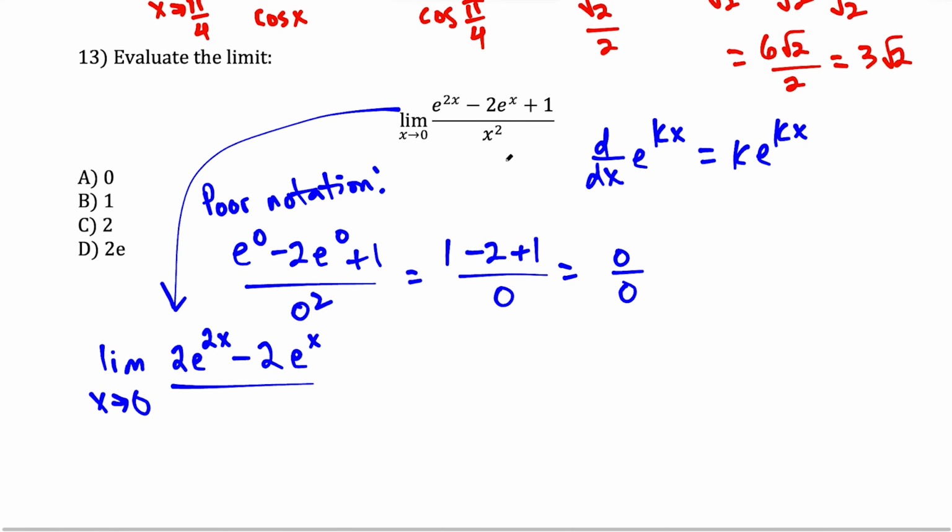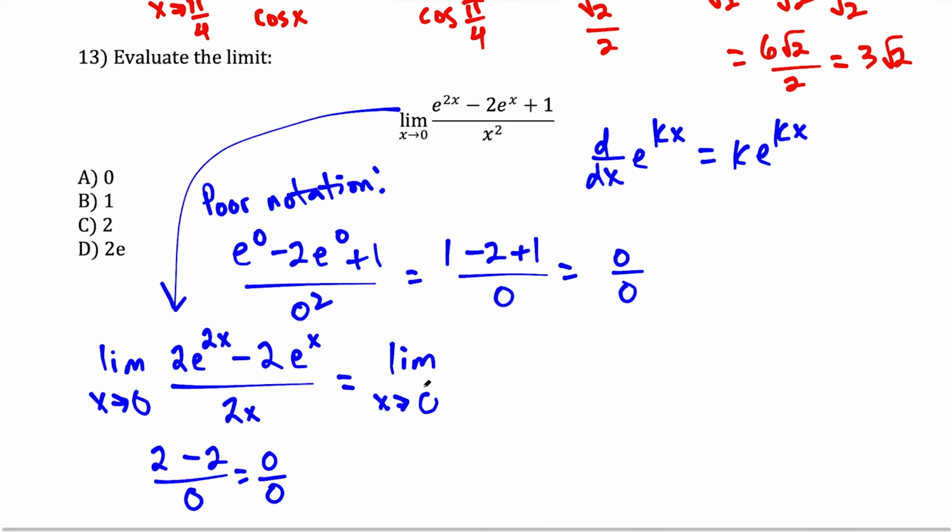Over, and then we take the derivative of the bottom and we get 2x. But notice if we plug in 0 again, we're going to have 2 times e to the 0, which is 2 times 1, minus 2 times e to the 0, which is 2 times 1, so 2 minus 2 is 0, over 2 times 0 is 0. So we get 0 over 0 a second time. So this means we have to use L'Hopital's rule once more.